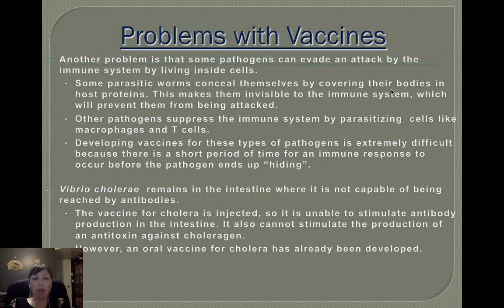So Vibrio cholerae remains in the intestine where it is not capable of being reached by antibodies. The vaccine is injected, so it is unable to stimulate antibody production in the intestine. It also cannot stimulate the production of antitoxin. So, but if you take an oral vaccine for cholera, then it will get into your intestine.